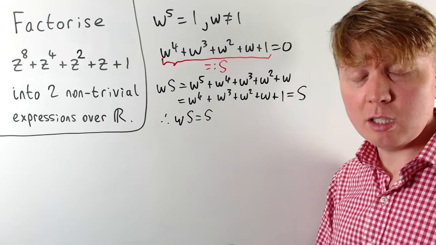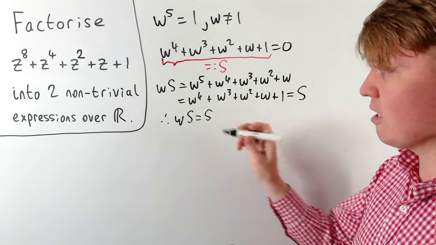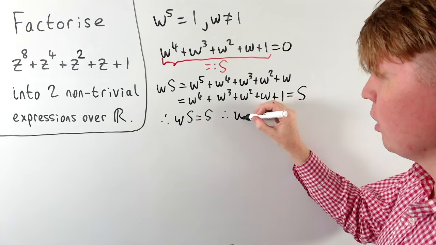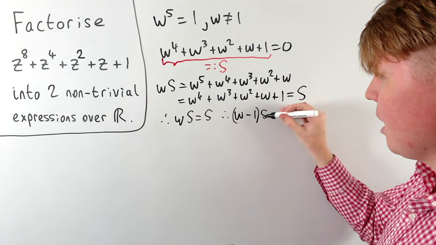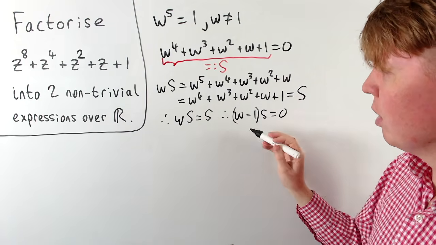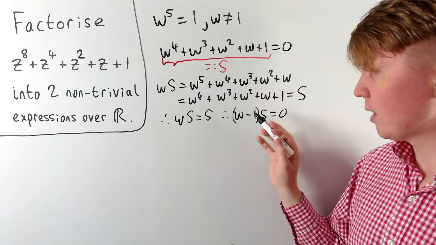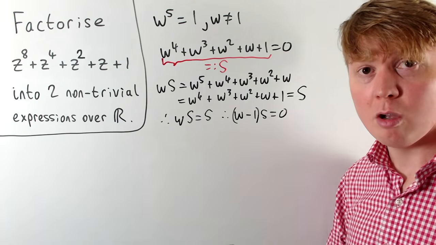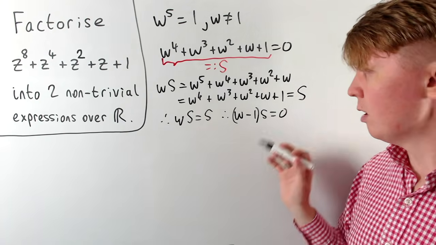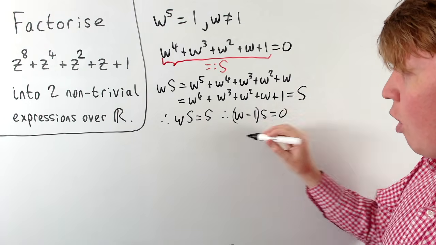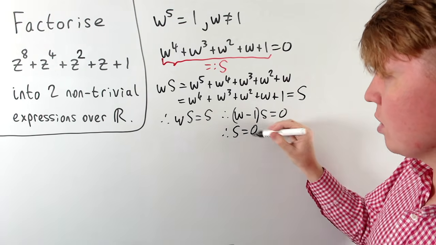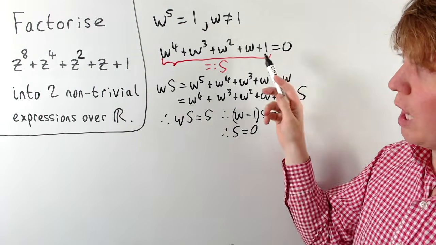And to make this really clear, we could even factorise this, take the s onto the left-hand side. So we'd have omega minus 1 times s is equal to 0. And this would show that our sum has to be equal to 0, because omega minus 1 can't be 0 because omega isn't equal to 1, so therefore s has to be equal to 0. So this shows that our sum is equal to 0, just informally.